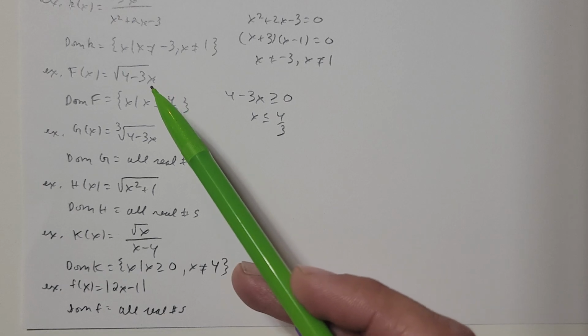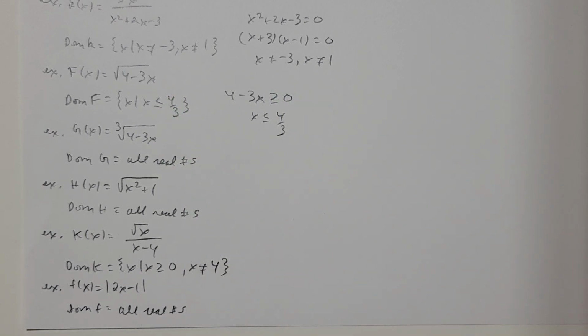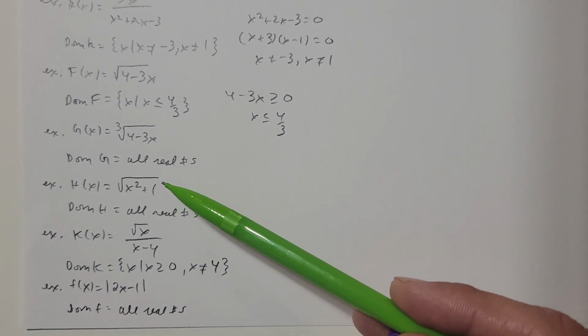So with a square root, I don't want a negative underneath. With a cubed root, I can have any number underneath. That's fine.